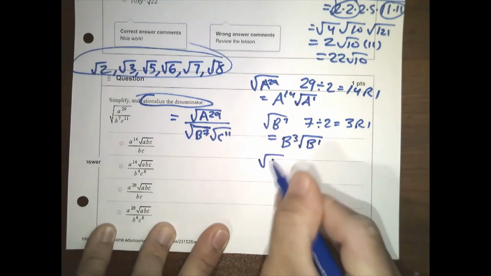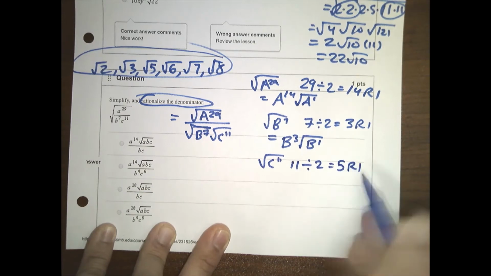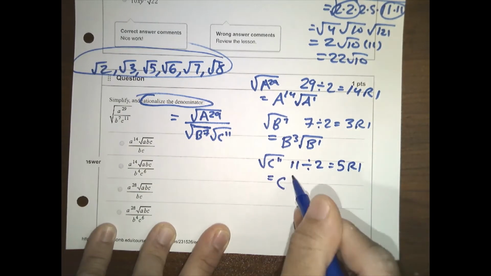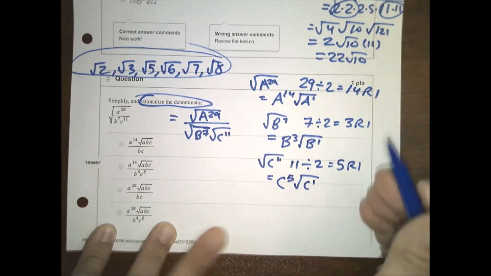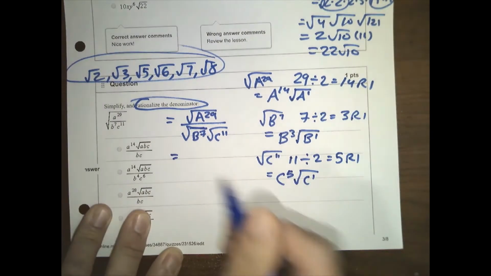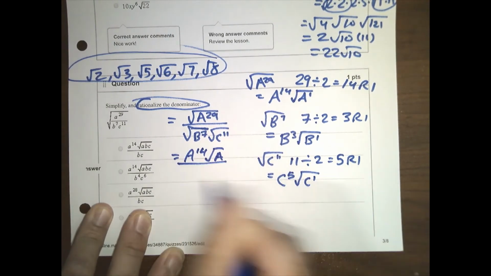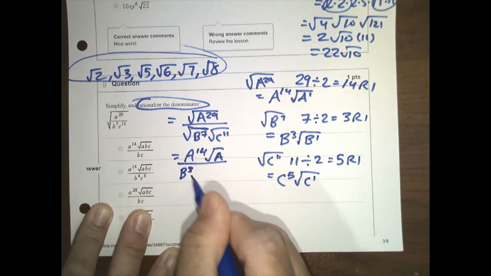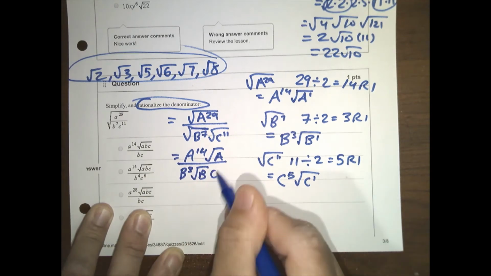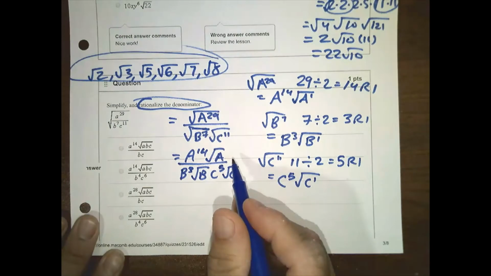And then the square root of c to the 11th, well, 11 divided by 2 is 5, remainder 1. So this will be c to the 5th, and that c to the 1st will remain on the inside. So what do I have here? I have a to the 14th, square root of a, over b to the 3rd, square root of b, and then c to the 5th, square root of c, and I don't need to write to the first power.